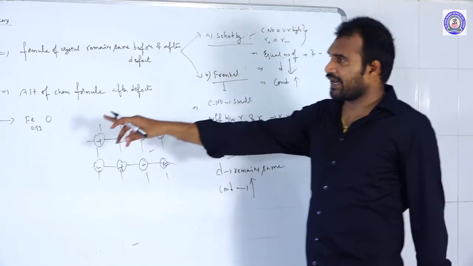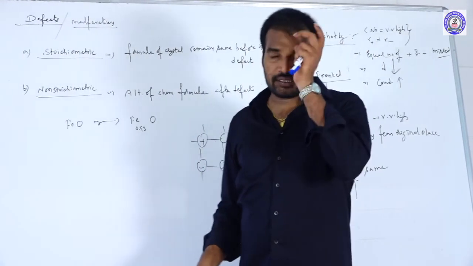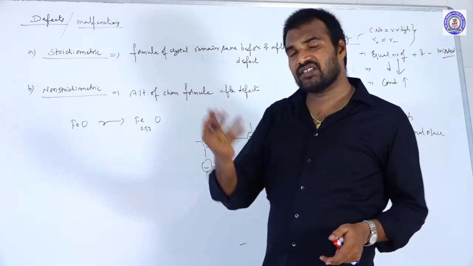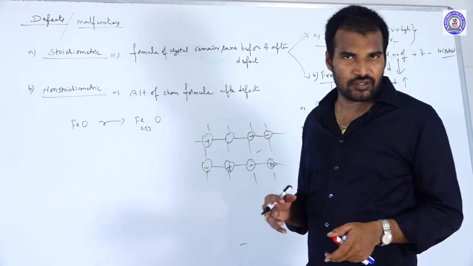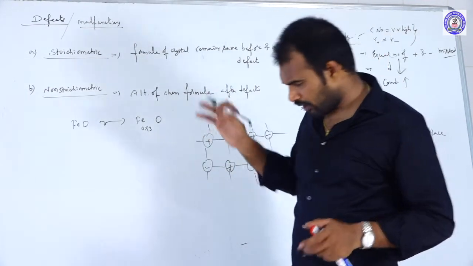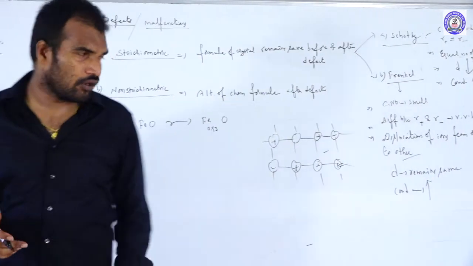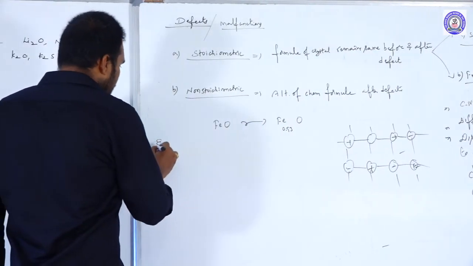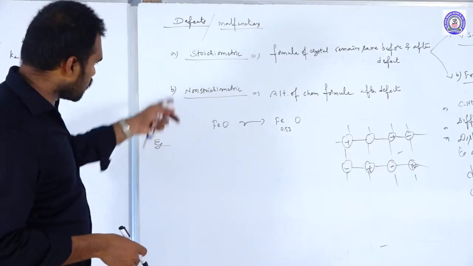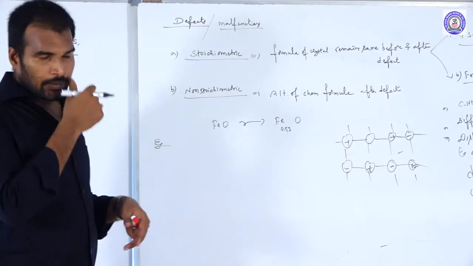Non-stoichiometric defects, the second category. In the non-stoichiometric defects there are metal excess defects and metal deficiency defects. Okay, so many types are there. I am not going to discuss that. I wanted to discuss an important method here. There is a chance of a question being asked on these non-stoichiometric defects.